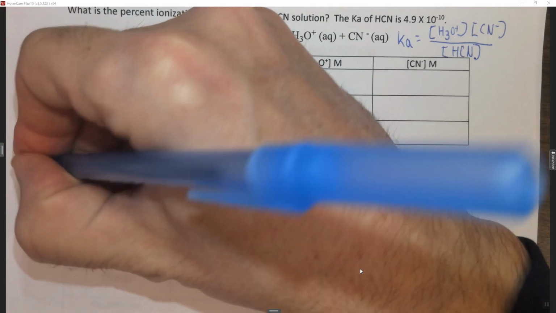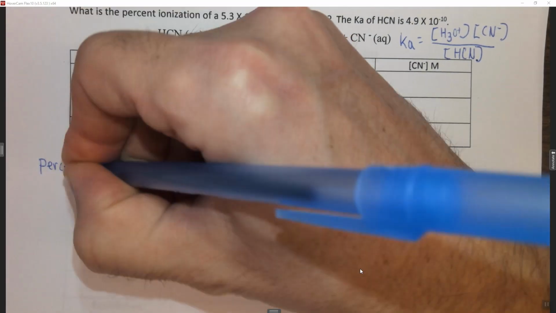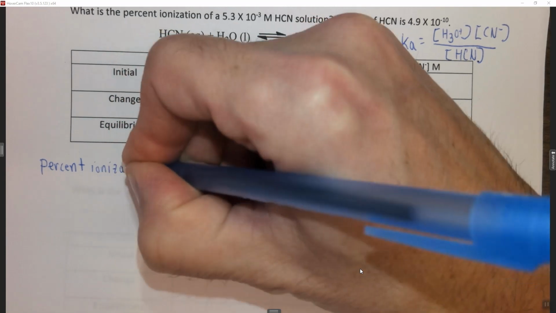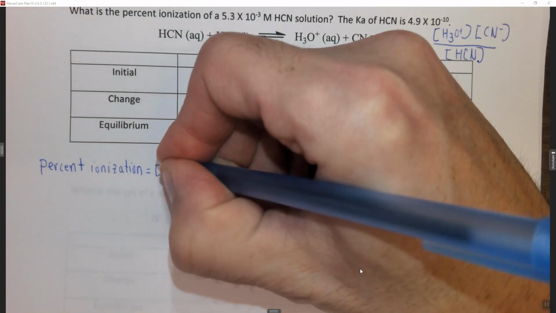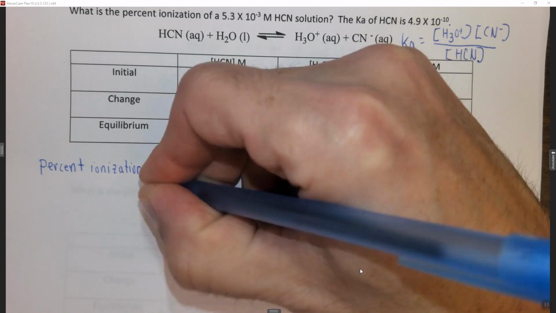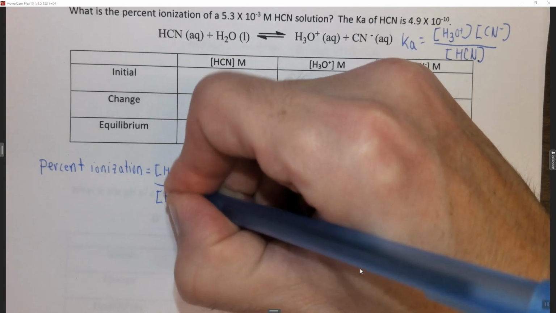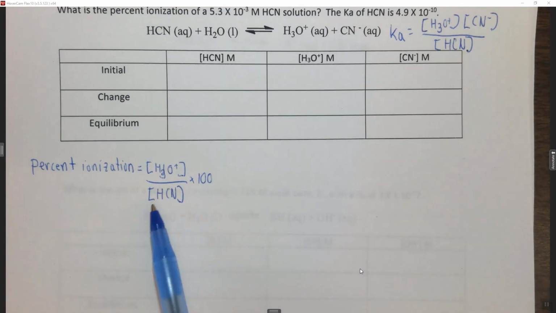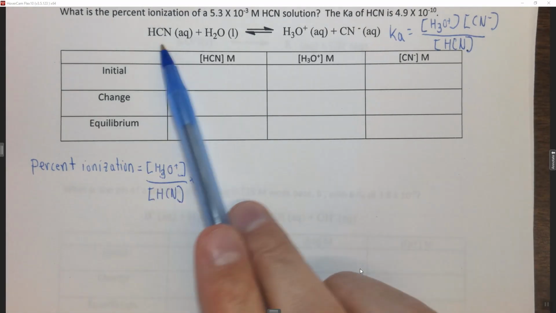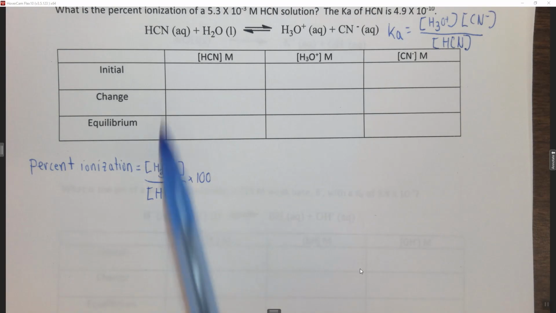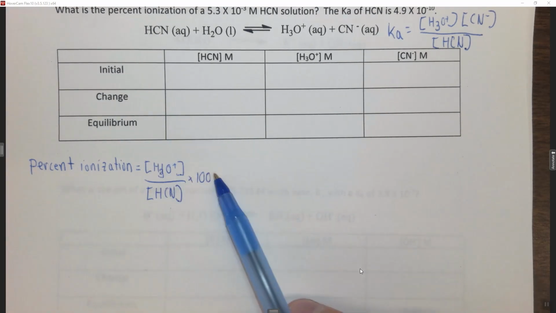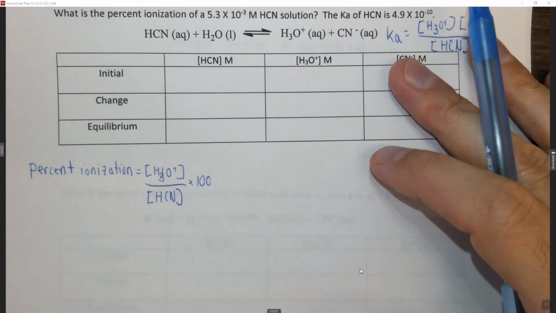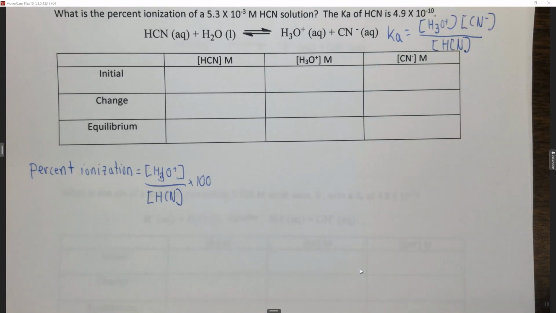So the percent ionization is equal to the concentration of H3O+ over the concentration of HCN, and because it's a percentage, we multiply by 100. So it's the percentage that breaks up from HCN and forms H3O+, divided by the original concentration of HCN, times 100. I guess technically the equilibrium concentration, but in this case we're going to ignore X. So it's basically the initial and the equilibrium concentration are the same.